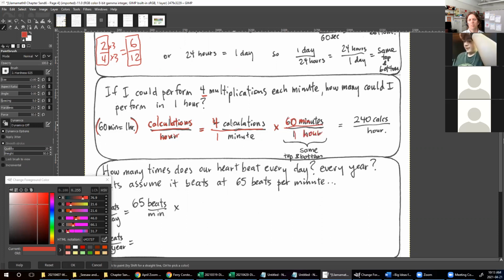And then when I get to this stage, I'm going to say, okay, minutes cancels out with minutes. And if I multiply this through, it's going to be 4 times 60, which is 240 calculations on the top per 1 times 1 hour, calculations per hour. You see how it just sort of magically fixes itself. As long as I can cancel out these units, I have calculations per hour.